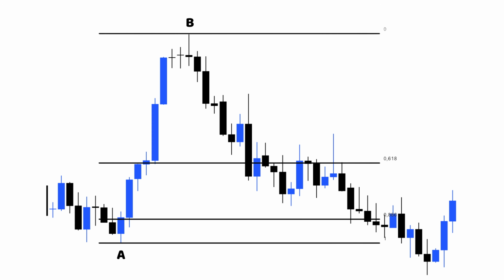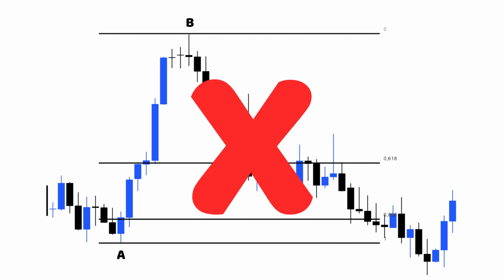The price did not respect the zone we identified and fell even further, breaking point A in the process. This indicates that the setup did not meet the criteria for the ABCD pattern we were looking for. Now, let's move on and analyze a different chart to explore another scenario.